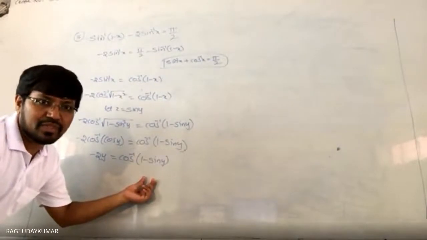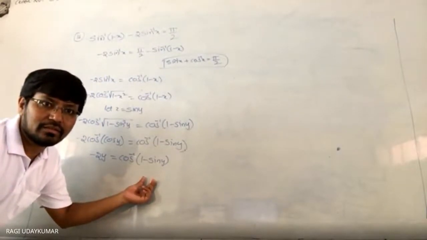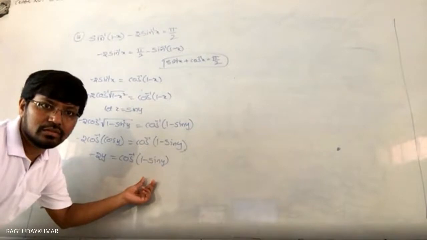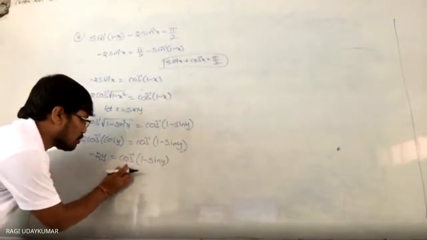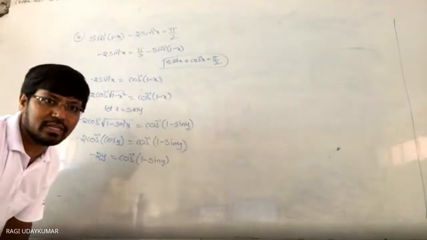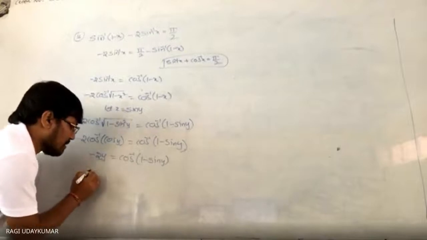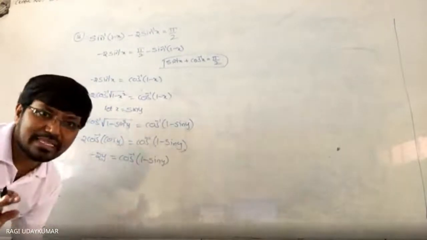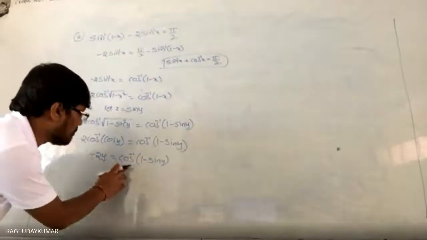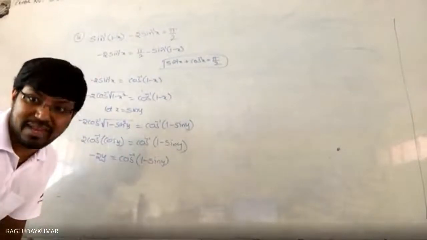So now what you get? Minus 2y is equals to cos inverse of 1 minus sin y. So up to here, is it clear? Yes, sir. Now 1 minus sin y is equals to cos of minus 2y you will get. So can I write 1 minus sin y is equals to cos of minus 2y, taking cos on both sides, cos of cos inverse and cos of minus 2y.